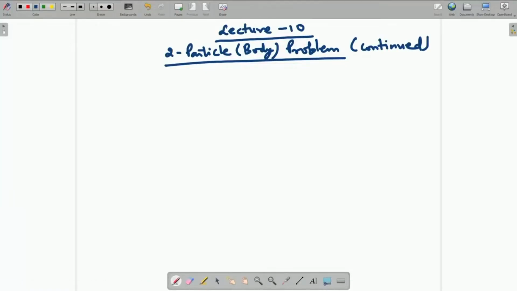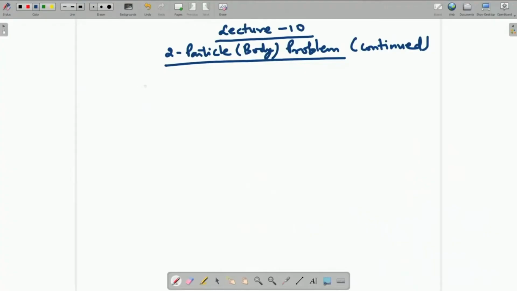Welcome to the 10th lecture. We have been discussing the two particle or two body system, so we will continue with that. Last time, if you remember, we worked one problem and also discussed some theory. A few things related to that theory we will discuss again before we take up the original subject.